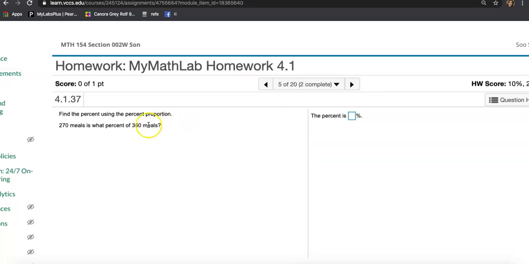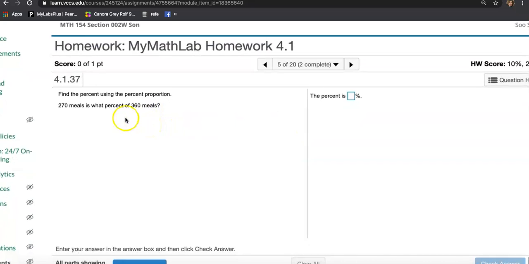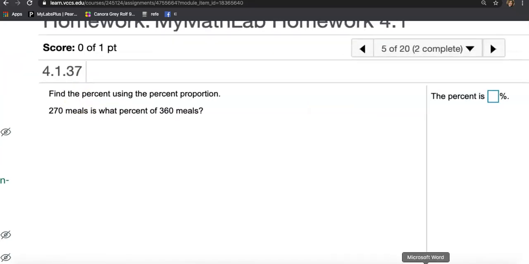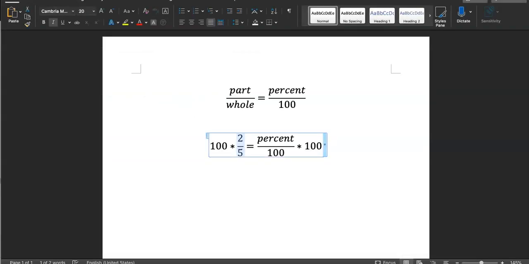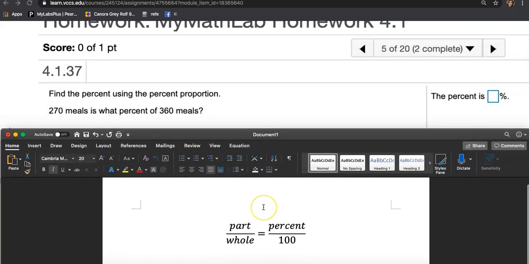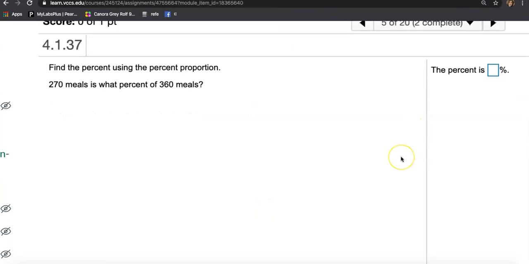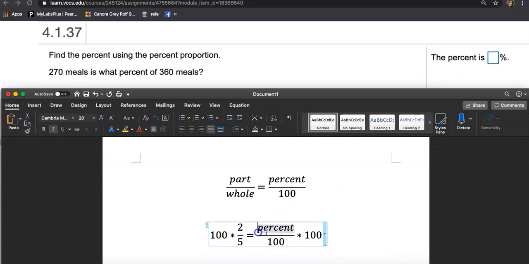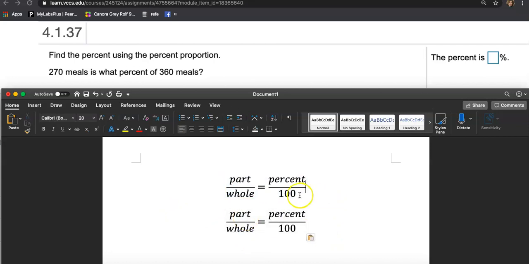Now find the percent using the percent proportion. 270 meals is what percent of 360 meals? When you do your homework, I know for the online homework you don't really feel like you need to write anything down, but I do suggest you write some work down on a piece of paper. I will use the Word doc here, but if you have a piece of paper, you can use that.